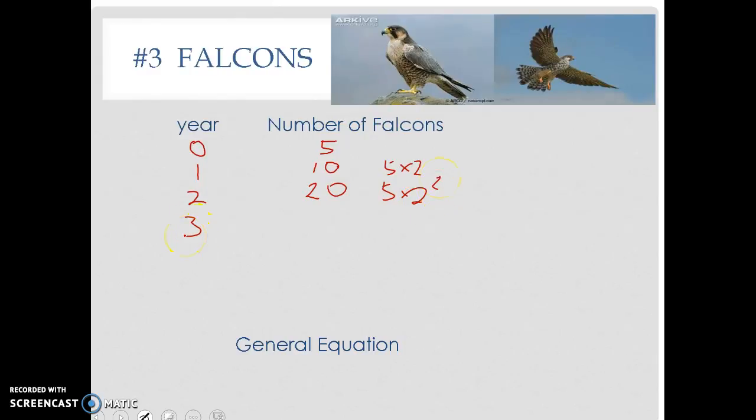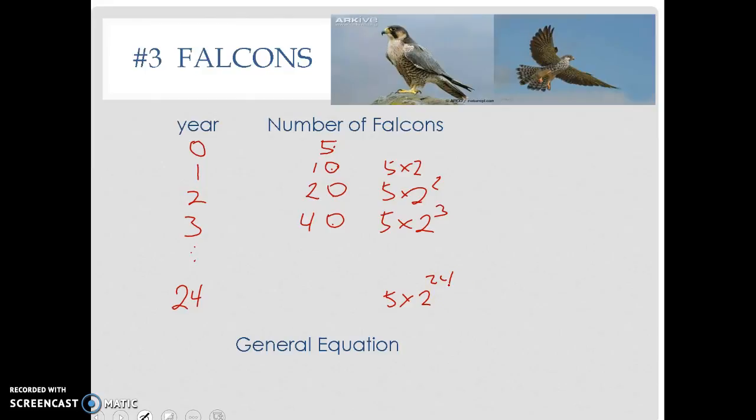After 3 years, there would be now 40 of them, because we started with 5 and we would multiply it times 2 to the third power. So we started with 5, we multiplied it times 2 once, twice, 3 times. And so we can figure out how many falcons, if this were true, would be in 2017. That would be 24 years later. We would take 5 times 2 to the 24th power, because it would be 24 years after 1993.